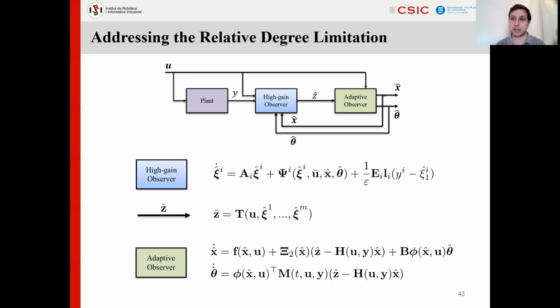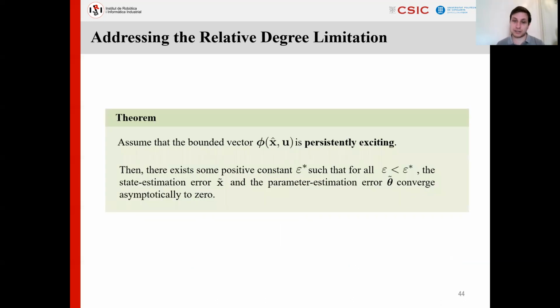Proving the stability of this coupling was not an easy task. Nonetheless, by exploiting the strict Lyapunov function result presented before, you can actually prove the stability through a small gain argument. This is why having strict Lyapunov functions has practical and theoretical interest. Indeed, the result is that if the regressor vector satisfies a persistence of excitation condition, then you can always tune the high gain observer in order to ensure that the state estimation error and the parameter estimation error converge to zero.